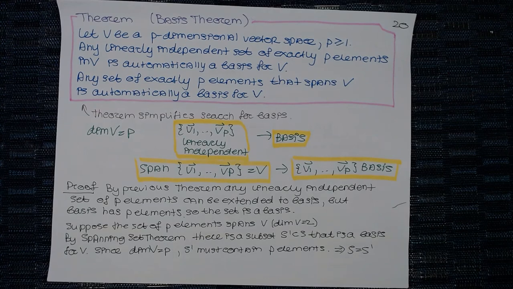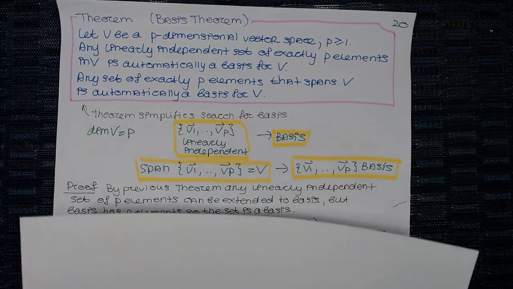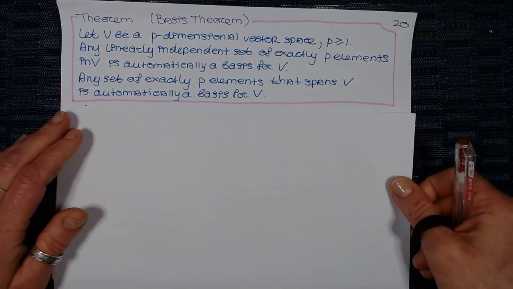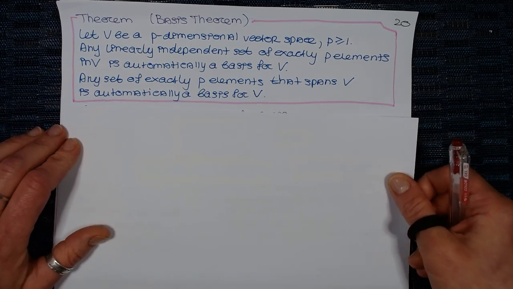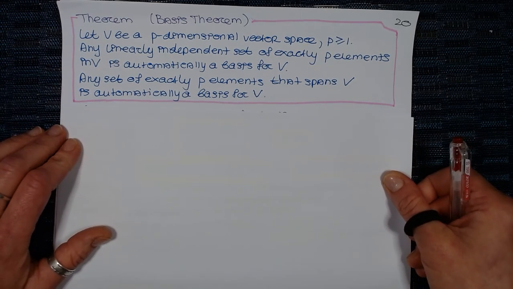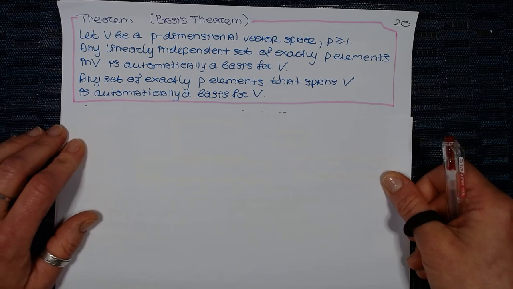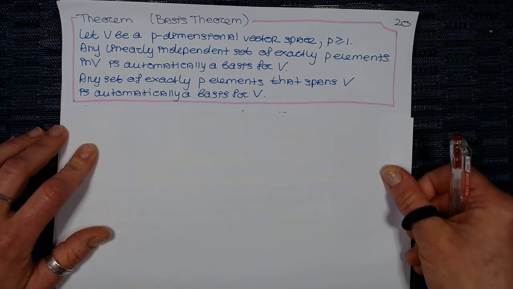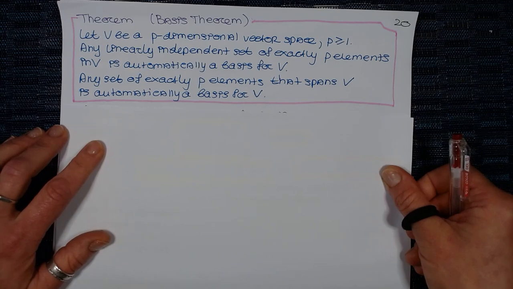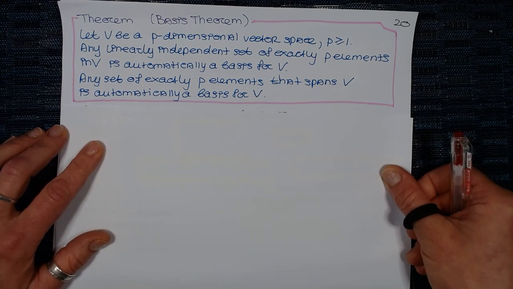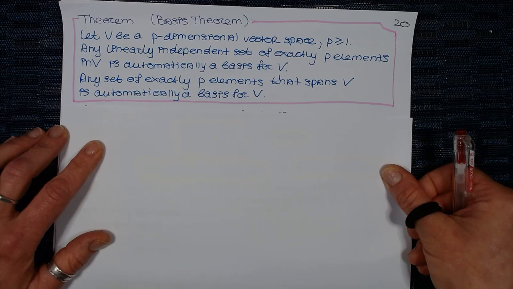All right, so we'll do another one. Also concerning bases, this theorem makes it a little bit easier for us to search for bases. This theorem is called the basis theorem, and it says that if V is a p-dimensional vector space with p greater or equal to 1, then any linearly independent set of exactly p elements in V is automatically a basis for V. Also, any set of exactly p elements that spans V is automatically a basis for V.